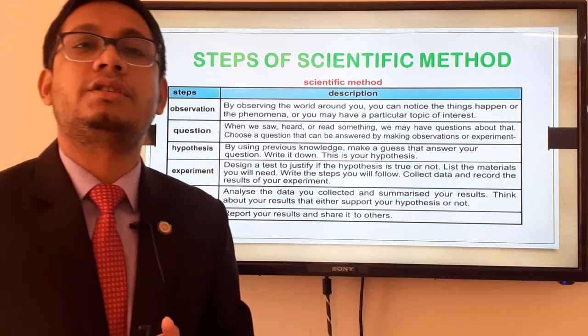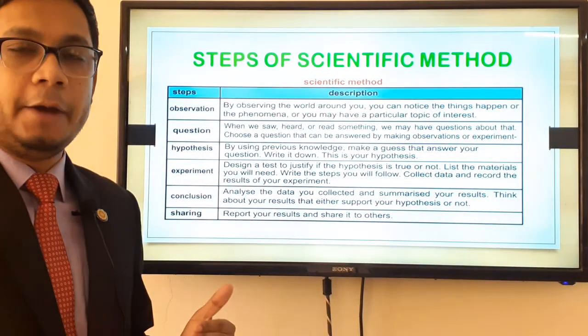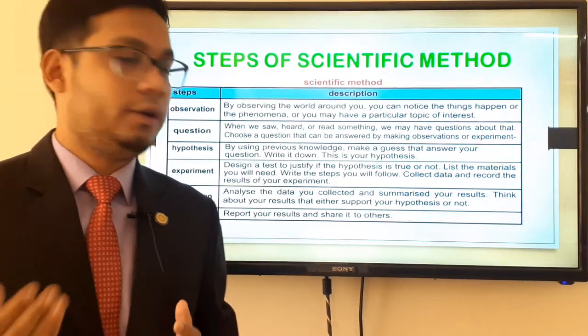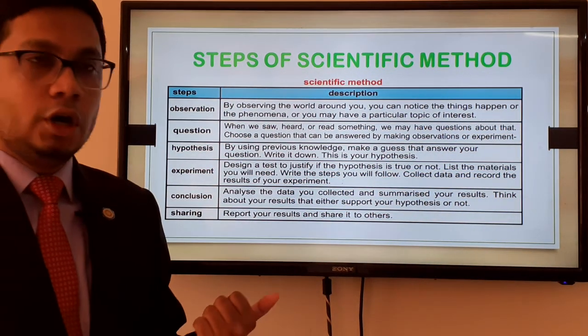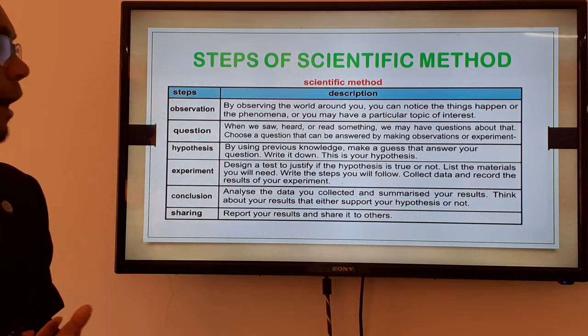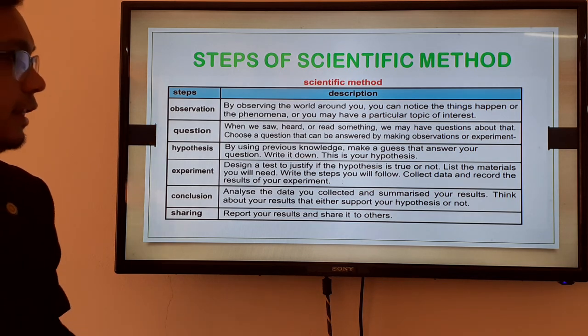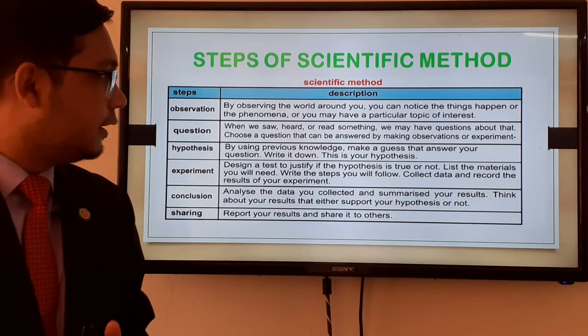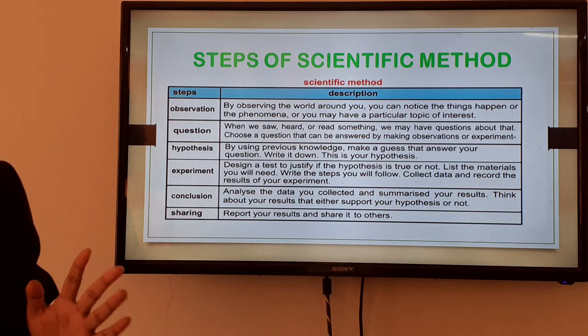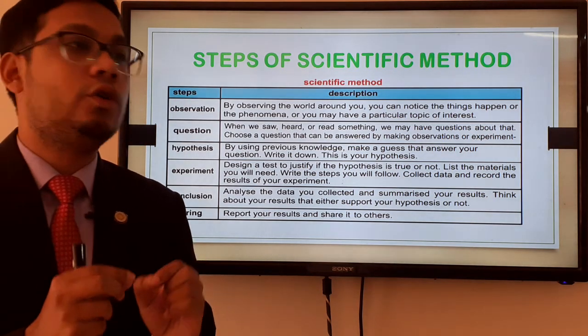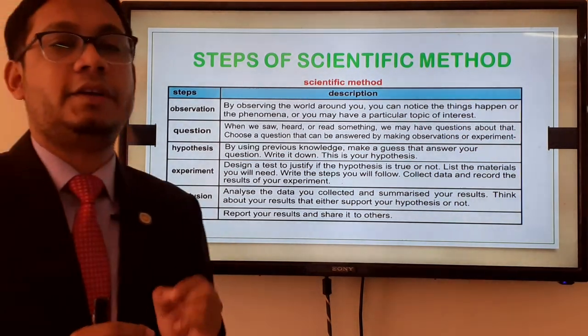Okay, the next topic is experiment. Then you just start the experiment. After making the hypothesis, you start the experiment, whatever you want to do. Okay, design a test to justify whether the hypothesis is true or not. Then list the materials you will need. Then write the steps you will follow, collect data, and record the data or the result of that experiment.